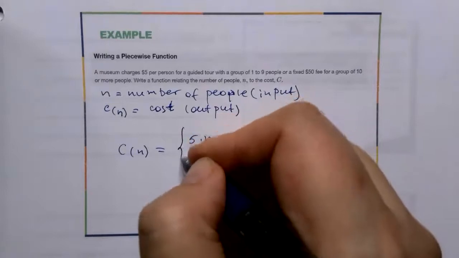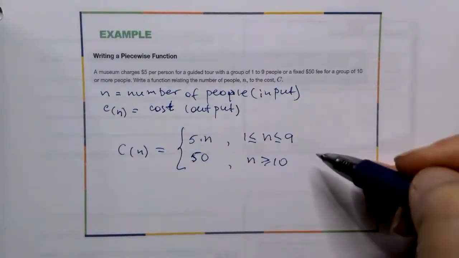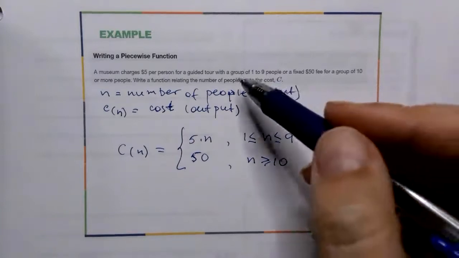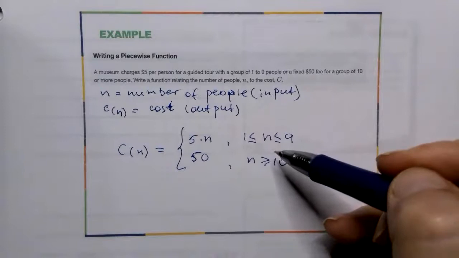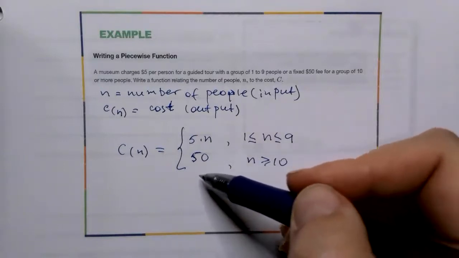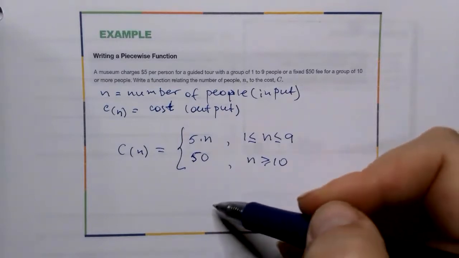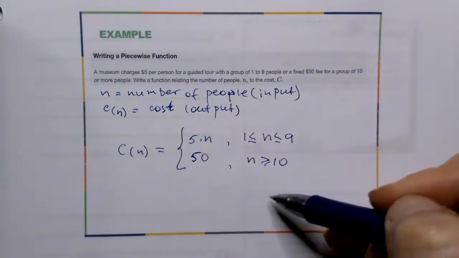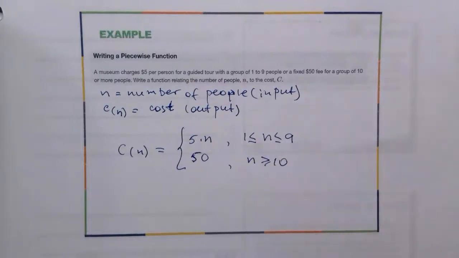So this is how we write our piecewise defined function. So two different rules for different N values. If you have more than two rules, 3 or 4, you will just continue to list those rules and list the values of N that those rules apply to.